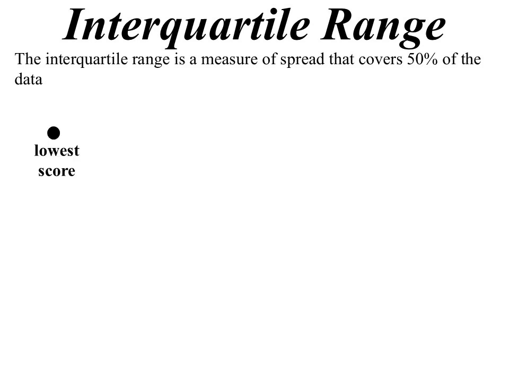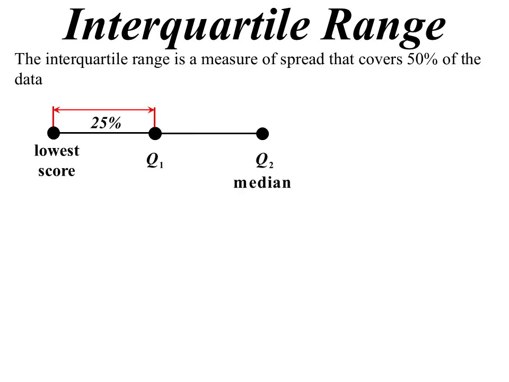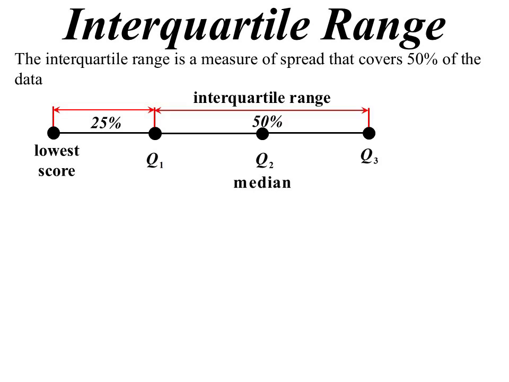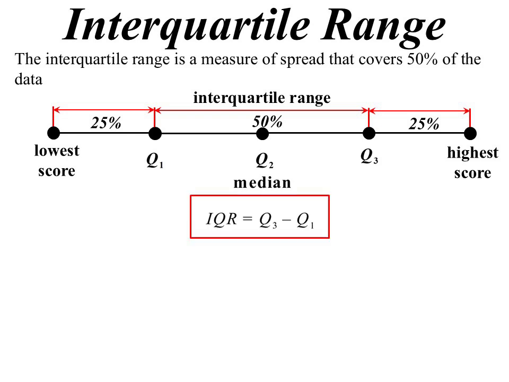So we have our lowest score, which would go up to Q1, so 25% there. Then that goes up to the median, which then goes up to Q3. So that's the interquartile range between those two. And then the last 25% would take us up to whatever the highest score is. So how do we calculate it? Sure, it's Q3 minus Q1.